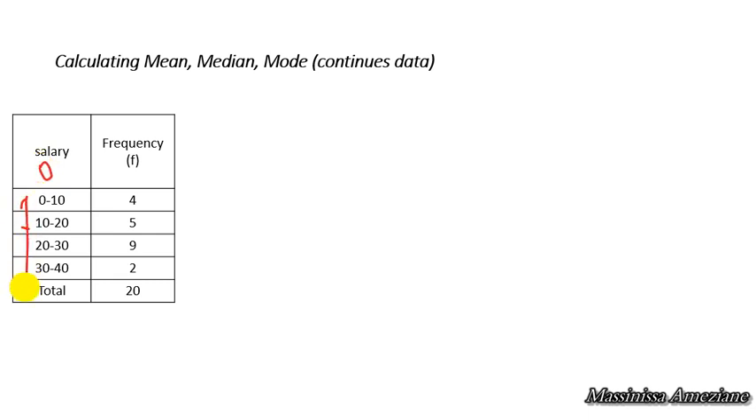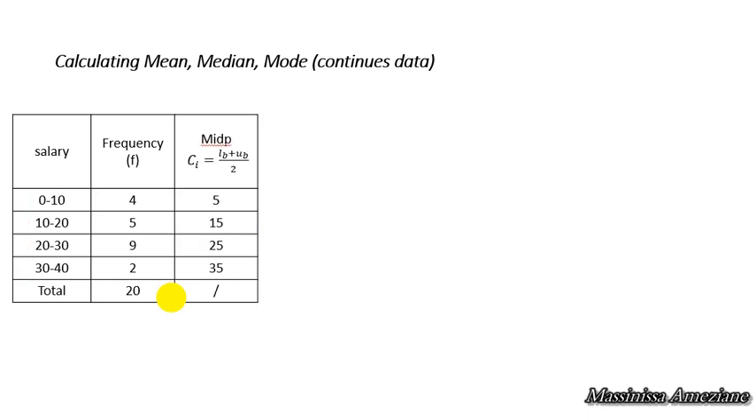Those are our classes. This is the frequencies. To find the mean, the first thing to do here is to find the midpoint of each class, and we saw this in previous videos. So the midpoint equals the lower boundary of the class plus the upper boundary of the class divided by 2. For example, for this class, the midpoint is 10 plus 20 divided by 2, which is 30 divided by 2, and we get 15. This is the midpoint. We do the same for each class.